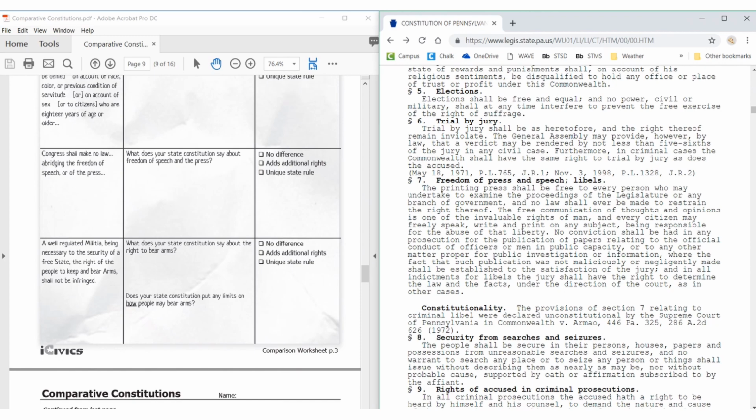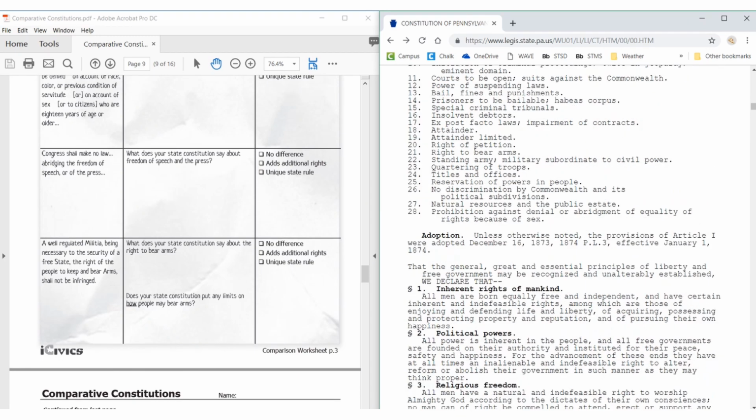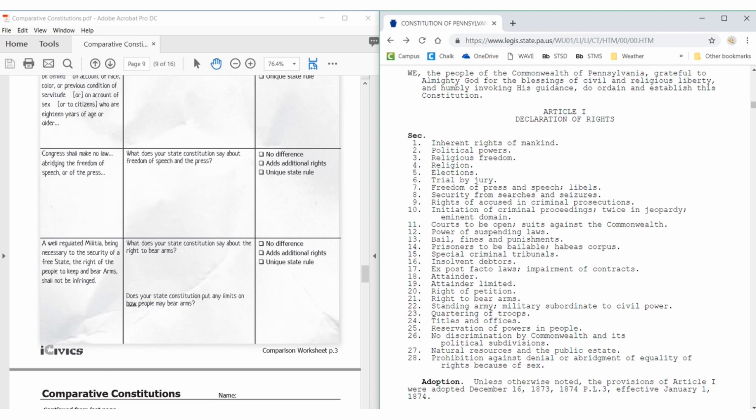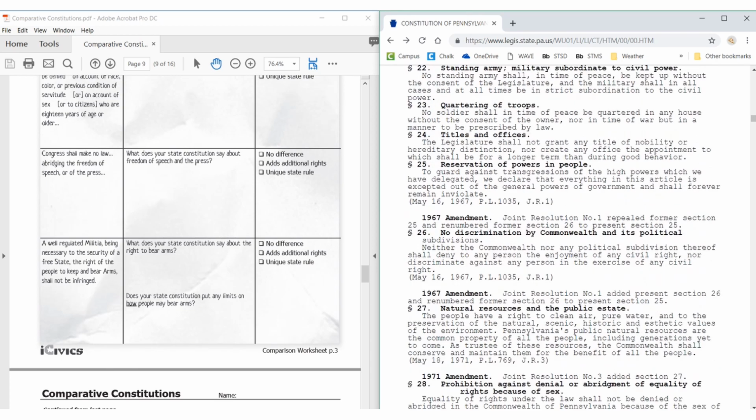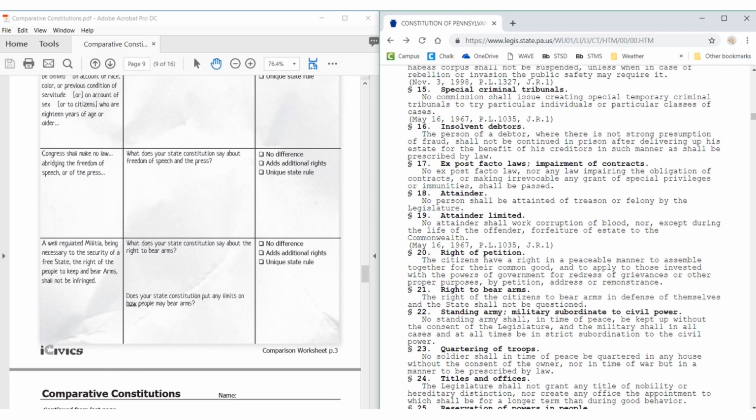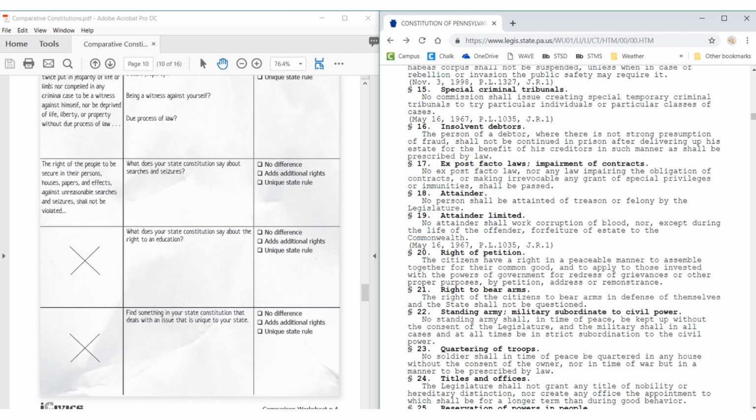So, let's see if we have anything about bearing arms. I see right here, number 21, bear arms. So I'm going to scroll down to 21. The right of the citizens to bear arms in defense of themselves and the state shall not be questioned. So there we go. We have it right there. Does your state constitution put any limits on how people may bear arms? So read this and see if there are any limits. The right of the citizens to bear arms in defense of themselves and the state shall not be questioned. Let's keep moving.